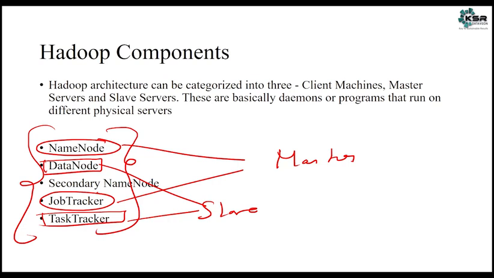Yes, okay, understood. So here secondary name node keeps tracking of name node and job tracker. That's absolutely right statement. Okay. Yes, Santos.